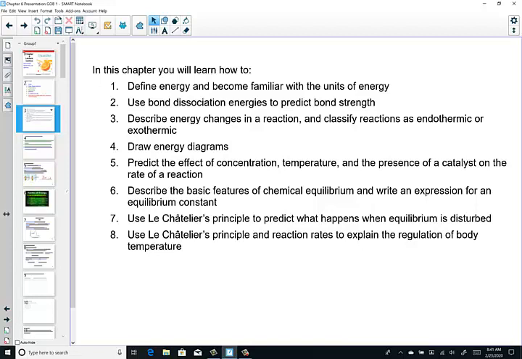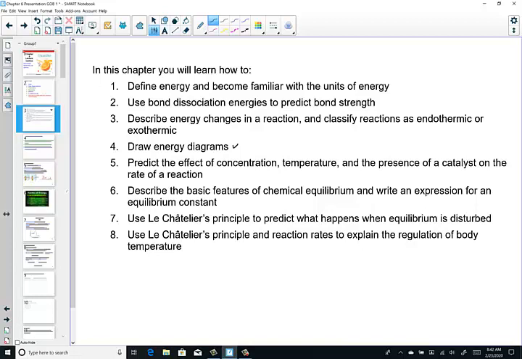We'll describe energy changes in a reaction to classify them as endothermic and exothermic and represent those on what we call energy diagrams. So we'll be drawing a little bit of enthalpy in terms of heat of reaction. How does changing the concentration, the temperature, and the presence of a catalyst all affect the rate of a reaction?